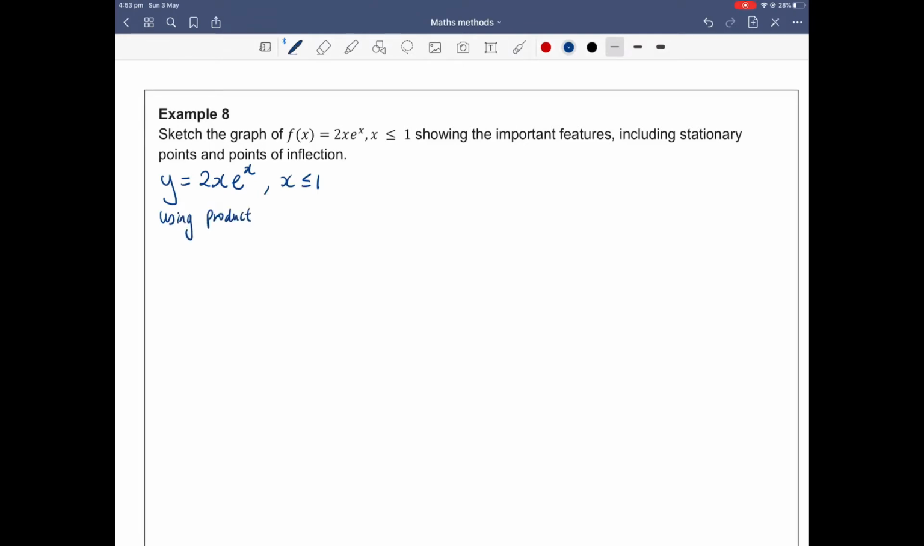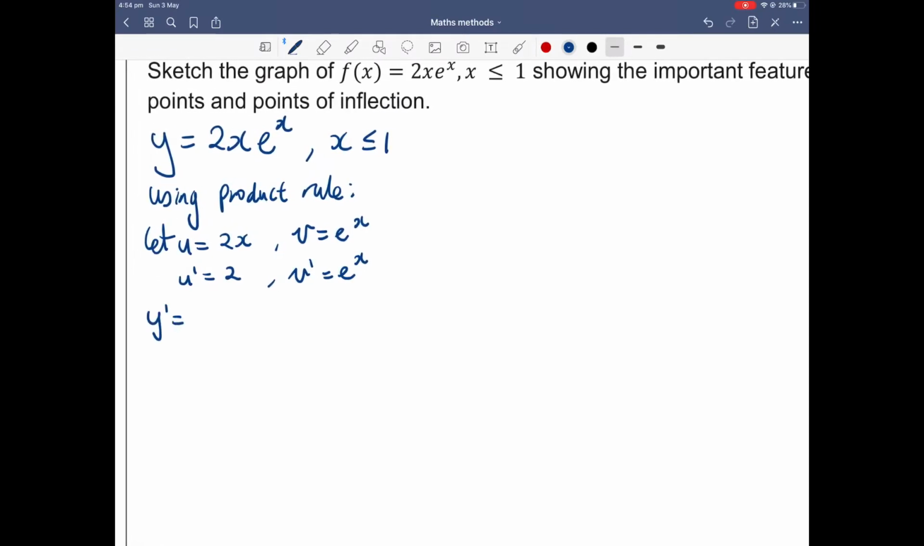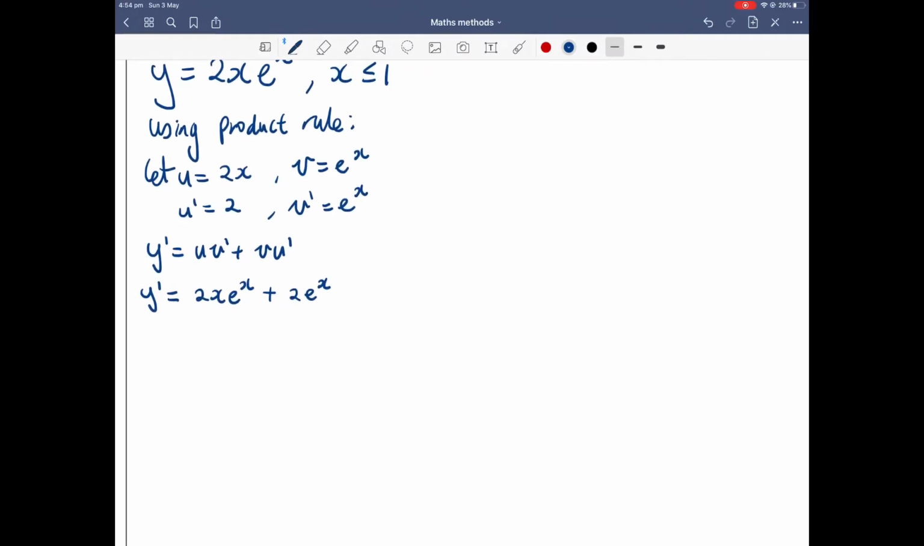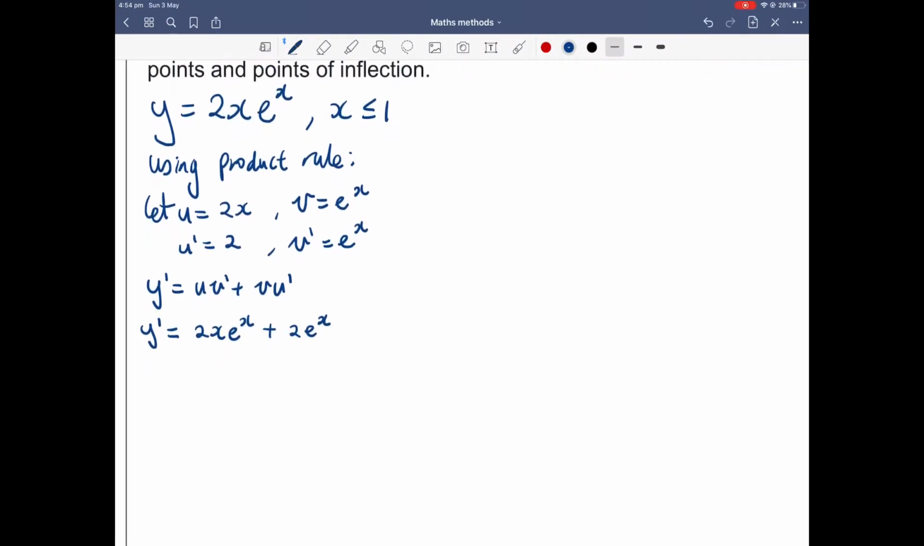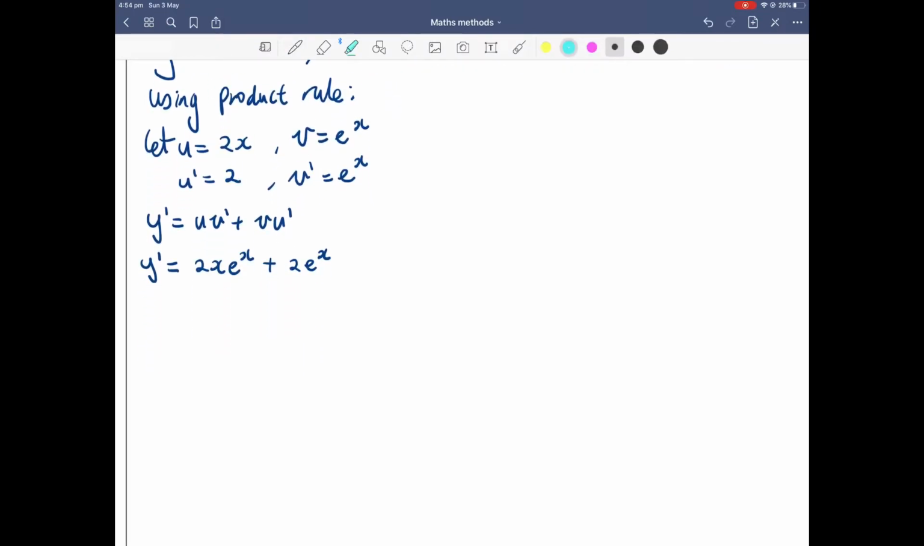So using product rule, let u equal 2x, so u dash is 2, v equals e to the x, so v dash is still e to the x. So y dash is uv dash plus vu dash because that's the product rule. So y dash is 2x e to the x plus 2e to the x. So we need to differentiate this again. So this gives us y dash, the first derivative. We then need to work out y dash dash.